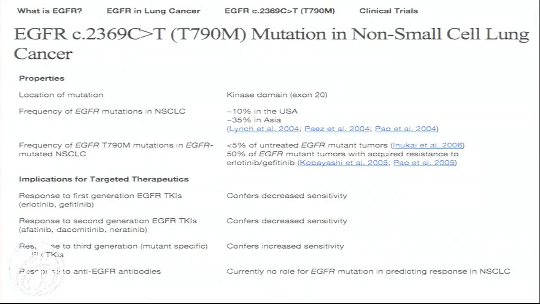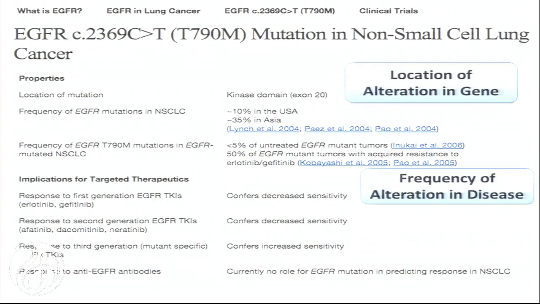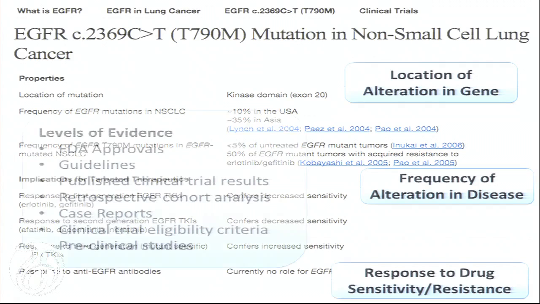This is for the EGFR T790M mutation in non-small cell lung cancer, which actually confers resistance to EGFR tyrosine kinase inhibitors. We provide information on the location of the alteration in the gene, the frequency of the alteration in that particular disease, and the response to drug, which is sensitivity or resistance to those particular targeted therapeutics.